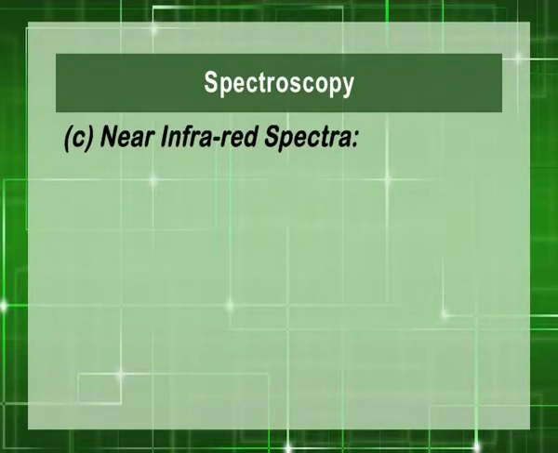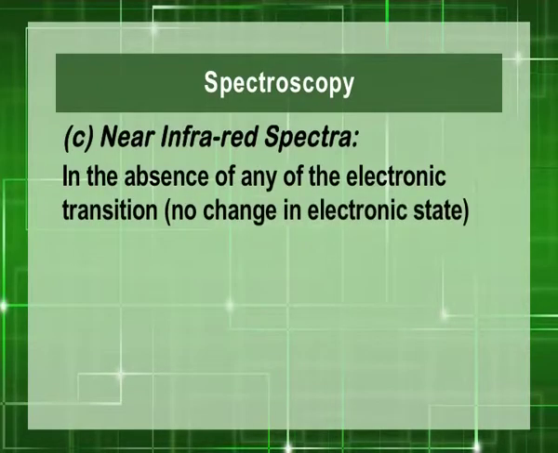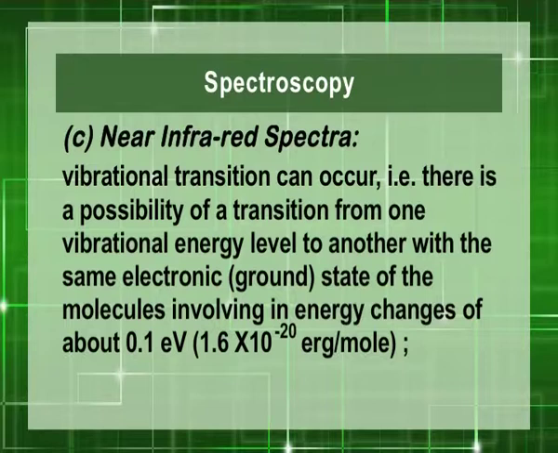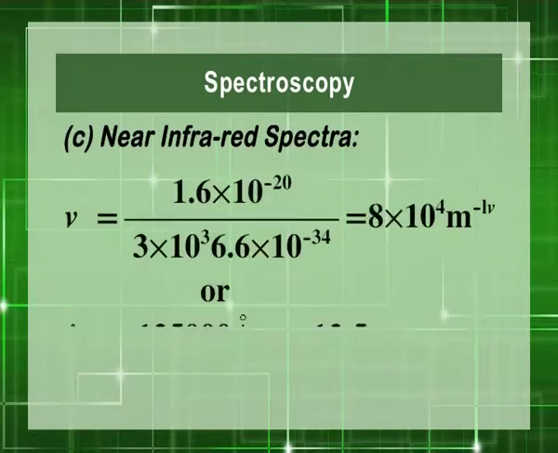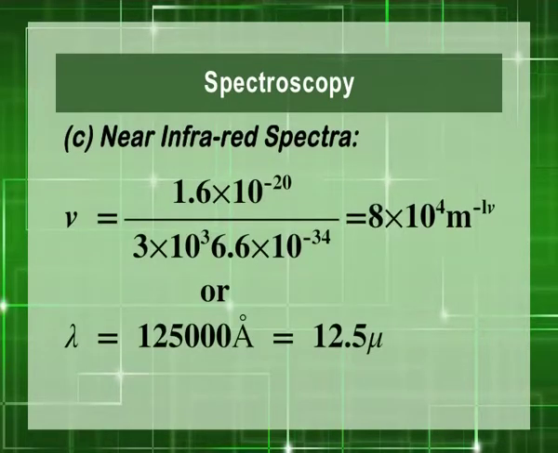Coming to near infrared spectra, in the absence of any electronic transition, that is no change in electronic state, vibrational transition can occur. That is, there is a possibility of a transition from one vibrational energy level to another within the same electronic state of the molecules, involving energy changes of about 0.1 eV, that is 1.6 into 10 to the power of minus 20 erg per mole. Frequency of radiation will be calculated by using the following formula.